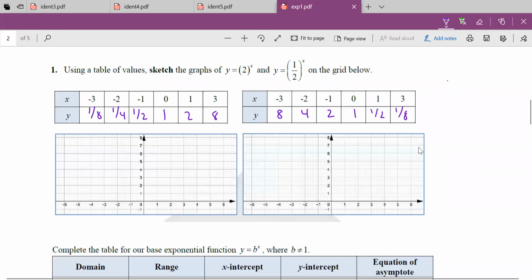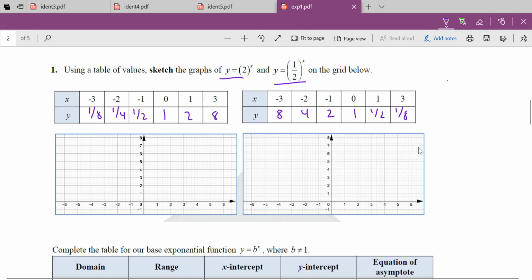Okay, I'm hoping that you paused it and found all these values yourself. If you had to use your graphing calculator, all I did was I just subbed in my x values into each of my functions. Okay, let's go graph this.